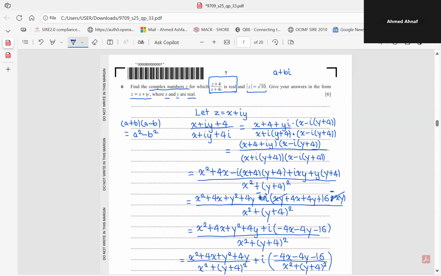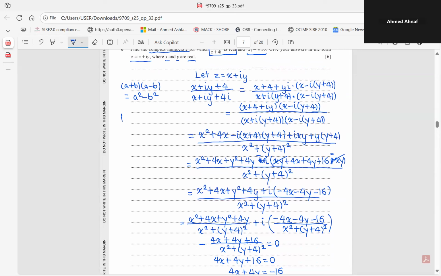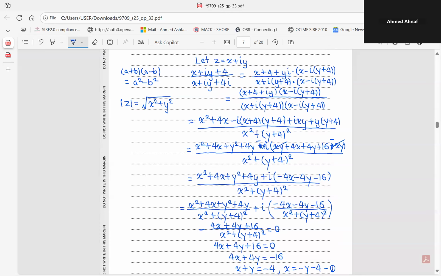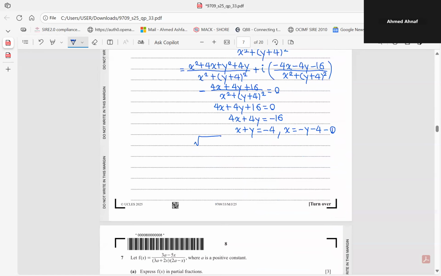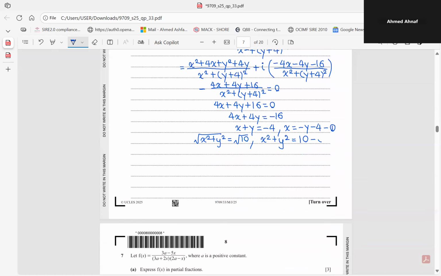So here it tells us the modulus of z is square root 10. And we know the modulus of z, where z equals to x plus iy, is given by the square root of x squared plus y squared. So we'll just equate square root of x squared plus y squared equals to square root 10. This gives us x squared plus y squared equals to 10. Okay, now this is our equation 2.